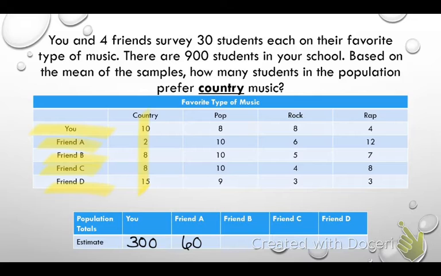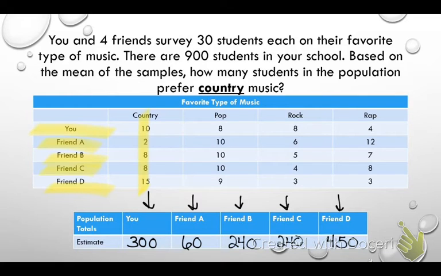All right, so then how many is it for the population? 240. What about friend C? 240. And friend D? 450. Okay. Now, each one of these population estimates for you and each of your friends, those are each snapshots.